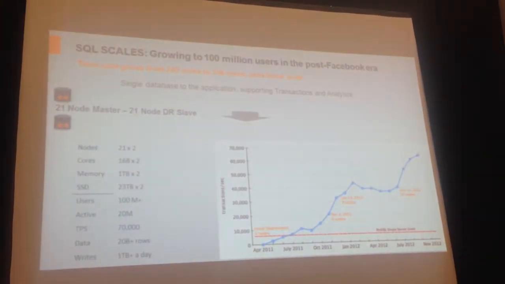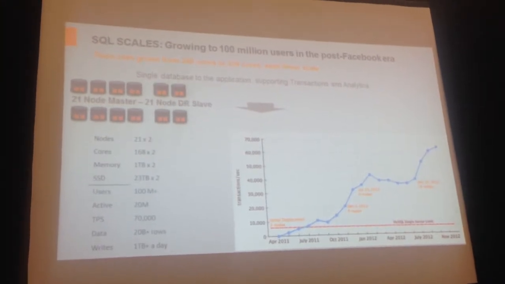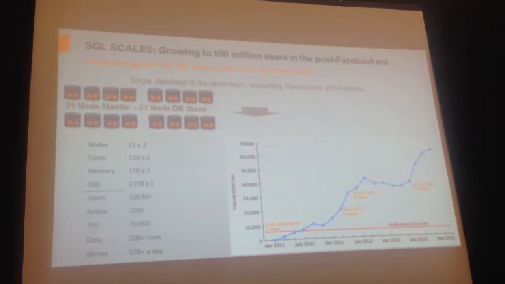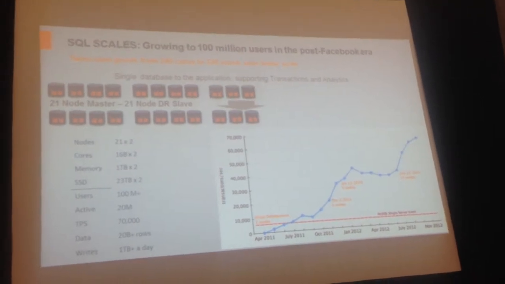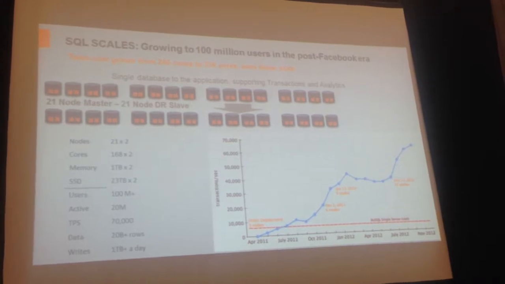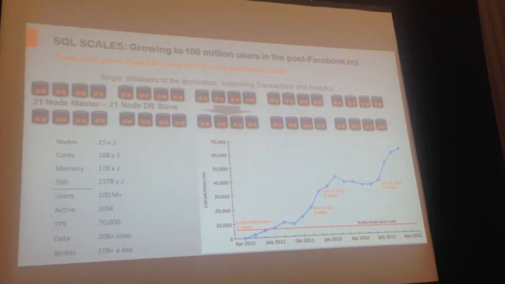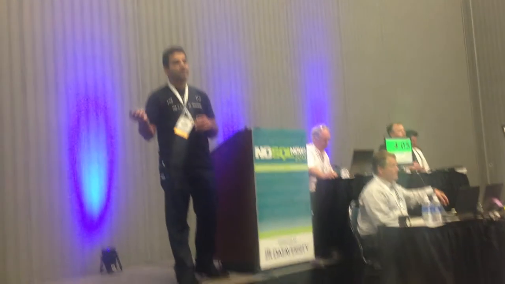So first, SQL scales. For example, ClusterX has a client that has a 336 core deployment. It looks like a single SQL database to the application, does transactions, real-time analytics, everything. They don't do any ETL. And they've been running on ClusterX for over 2.5 years. So if we go down, their business goes down, so they rely on us. They write a terabyte a day. They've got 100 million users, actually 15 to 20 million active. So SQL scales. If anybody tells you something else, they're lying.